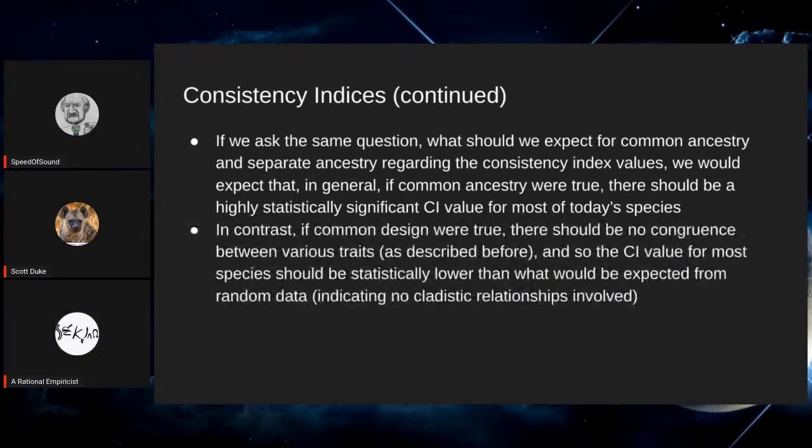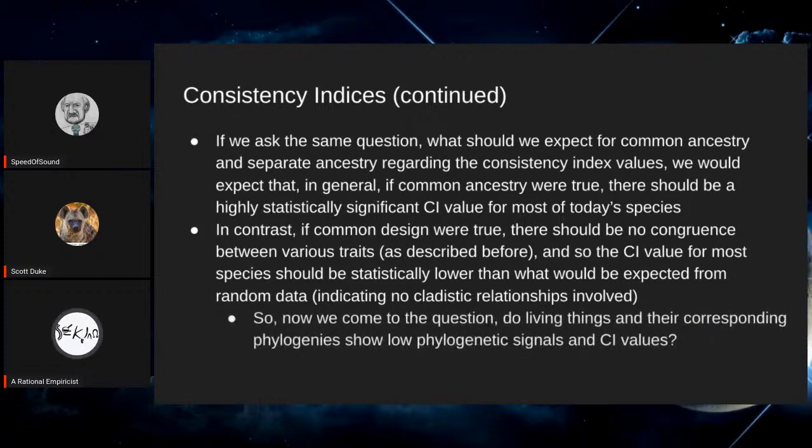In contrast, common design predicts that there should be no congruence, as described before. So they should vary independently of each other. And that means that the CI value should be statistically lower than what would be expected from random data. So there's no cladistic relationship involved, and there's a bunch of homoplasy involved, just because they don't actually share a common ancestry. They only resemble each other superficially.